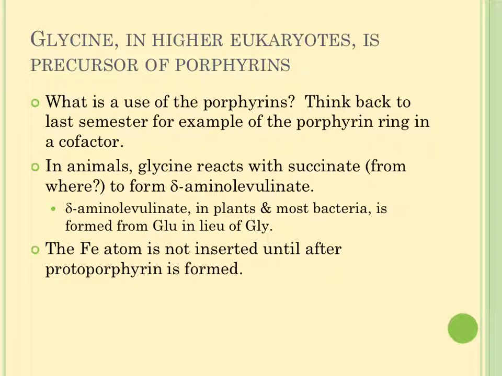Okay, and so in animals, glycine actually reacts with succinate. Where do we get succinate? We've heard of succinate. It's the citric acid cycle. And it forms delta aminolevulinate, which I'm sure that name will stick with you forever. Now in plants and bacteria, it's actually glutamate instead of glycine. Why? This is where you really want to take the evolutionary biologist and say, explain this. Why do we use glycine, something more simple, and plants use something else? And I just want to let you know, the iron is not inserted until after you make protoporphyrin, not early on. That's just a little side note.